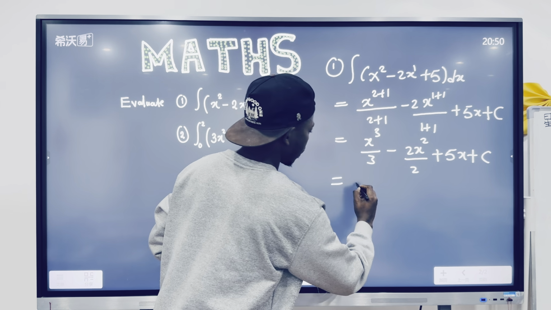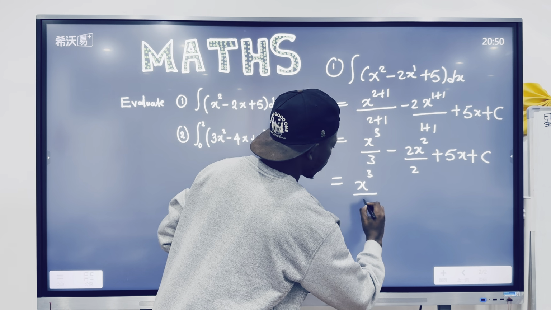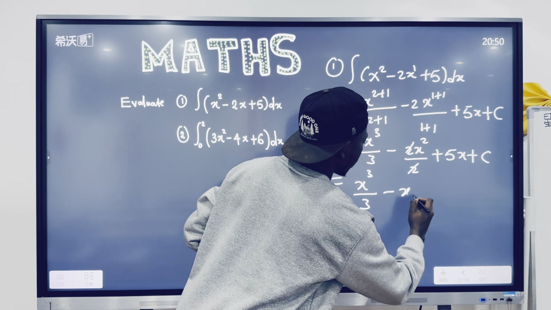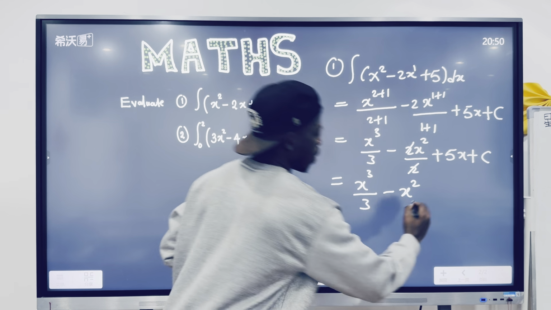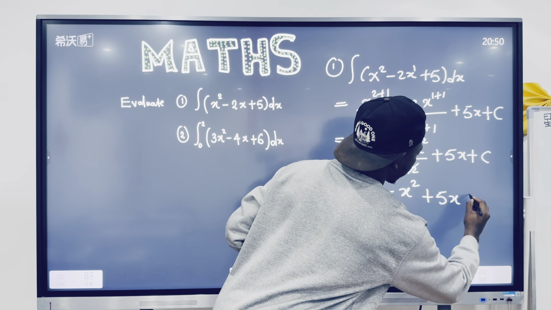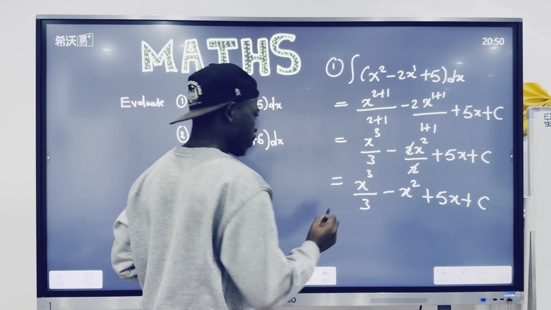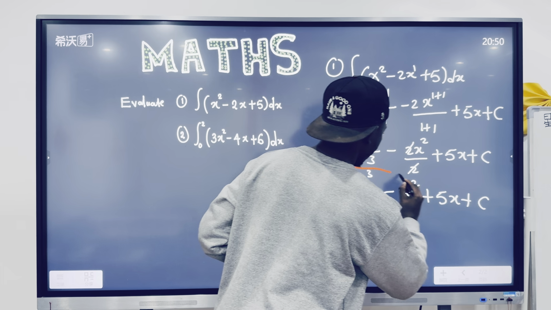We simplify and say x to the power 3 over 3. This 2 and that 2 will cancel, so we remain with minus x squared like that. Then plus 5x plus c. That is what you're supposed to do, and this gives you the answer. Okay.